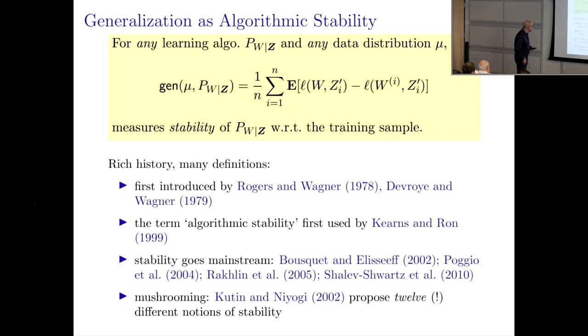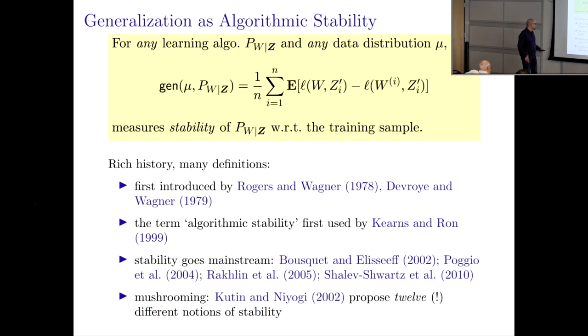And this has a rich history. This idea was introduced by Rogers and Wagner and Devroye and Wagner in the late 70s. As far as I can tell, the first time the term algorithmic stability was used was 20 years later, by Kearns and Ron. Then stability went mainstream with the paper by Bousquet and Elisseeff that started the whole thing again. And then there are papers by Poggio et al., Rakhlin et al., and Shalev-Shwartz et al. This is actually an interesting paper because the last names of all the authors start with S, and I think there are like four of them. And one of them actually has two S's in their name. That's a very nice paper. If you want to get into this whole stability stuff and understand what it has to do with optimization, read that paper.